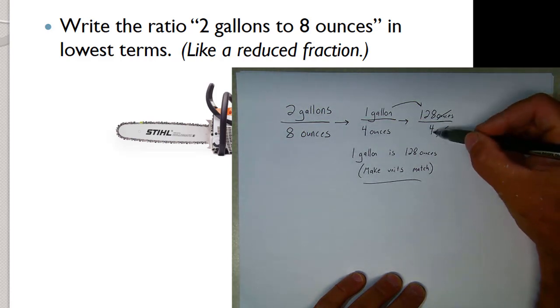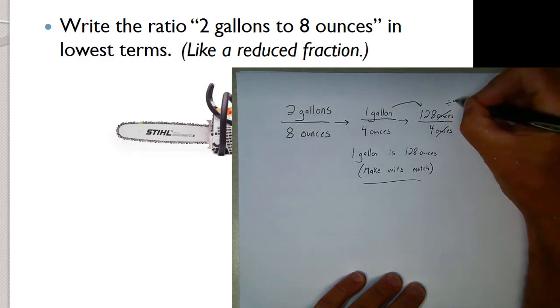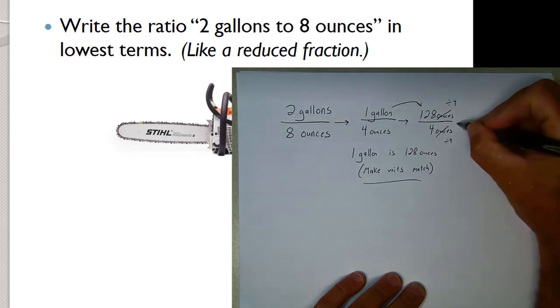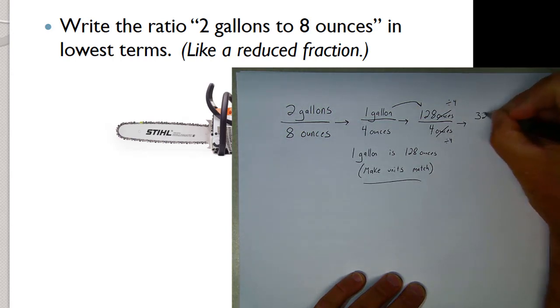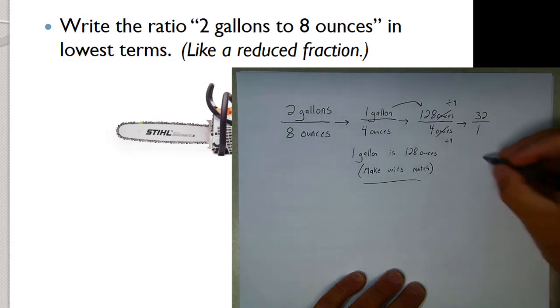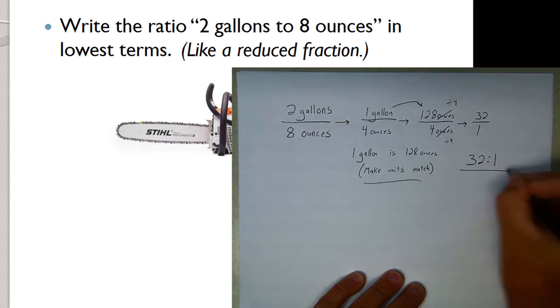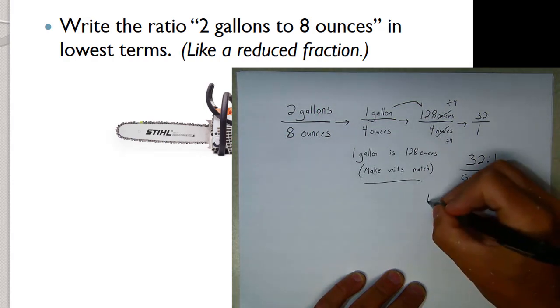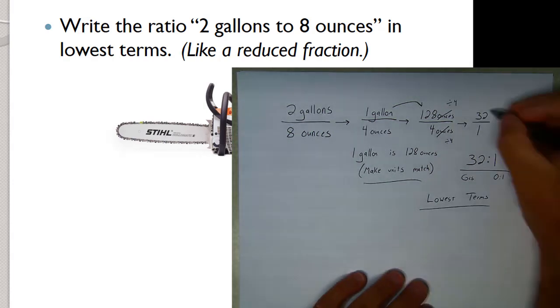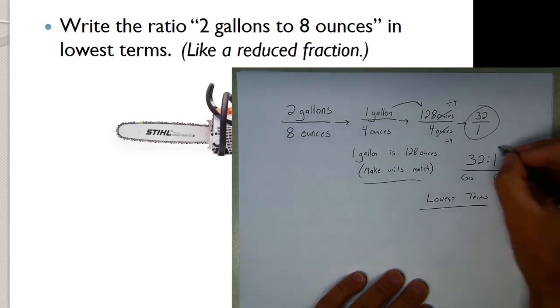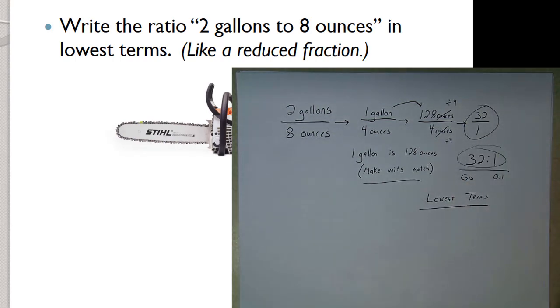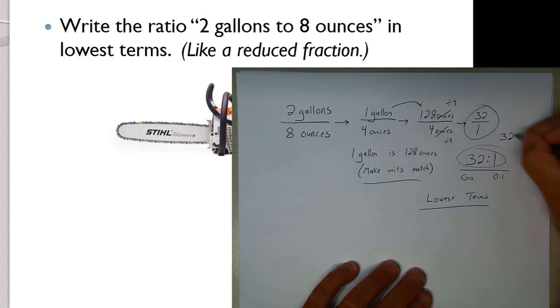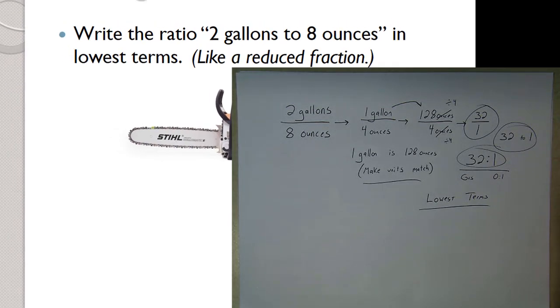But 128 over 4, those both reduce. They both divide by 4. And if you do that, we end up with 32 over 1. Or as we know, we can express that using a colon. We would say 32 to 1. And that is the gas to oil ratio. That's in lowest terms. Both of these are acceptable, 32 over 1 or 32 to 1. They mean the exact same thing. We could even use that third method and say 32 to 1. Those are all equivalent to lowest terms.